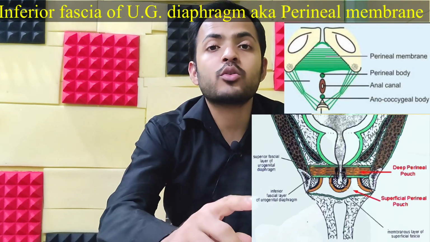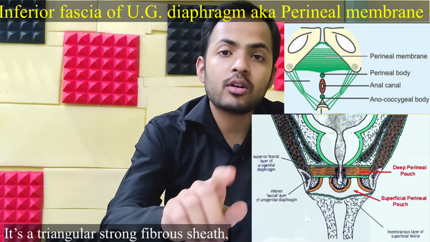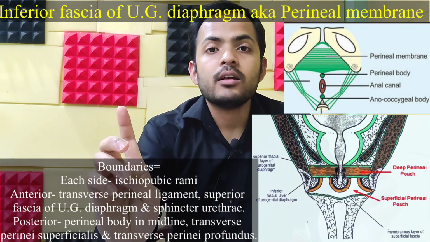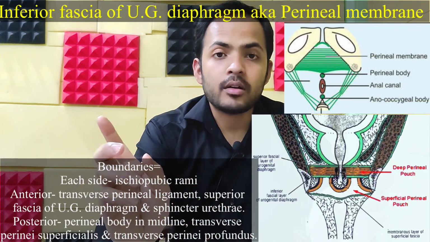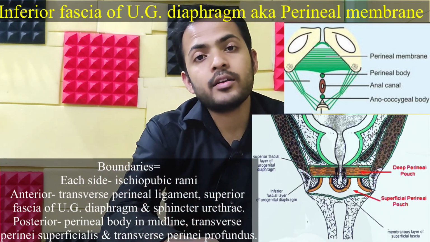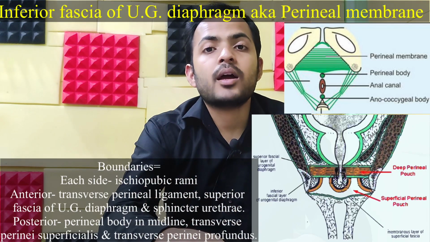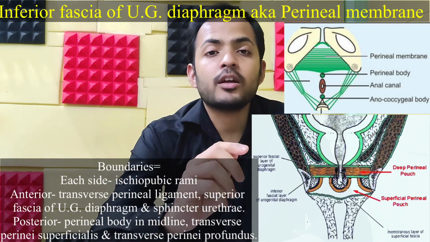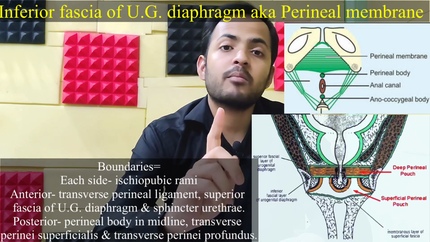And next we are getting the perineal membrane. It is also known as the inferior fascia of the urogenital diaphragm. It's basically a triangular strong fibrous sheet. It is bounded on each side by the internal surface of the ischiopubic rami, and anteriorly you are going to find the transverse perineal ligament, superior fascia of urogenital diaphragm and sphincter urethrae muscle. Posteriorly you are getting the perineal body in the midline along with the transverse perineae superficialis and the transverse perineae profundus.